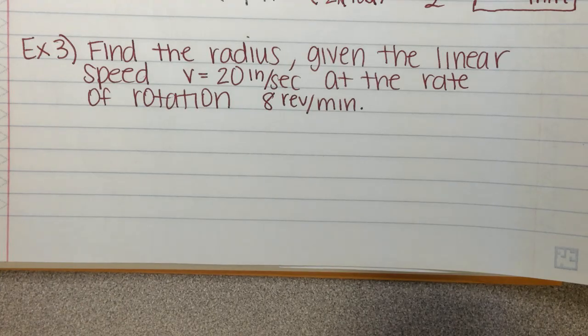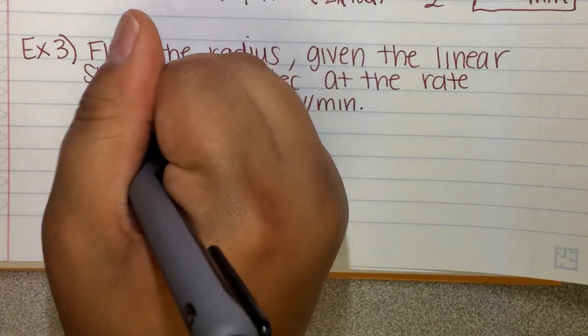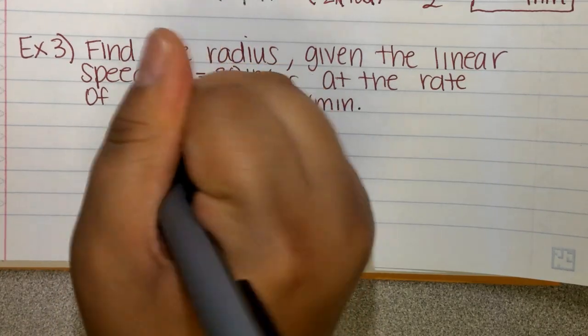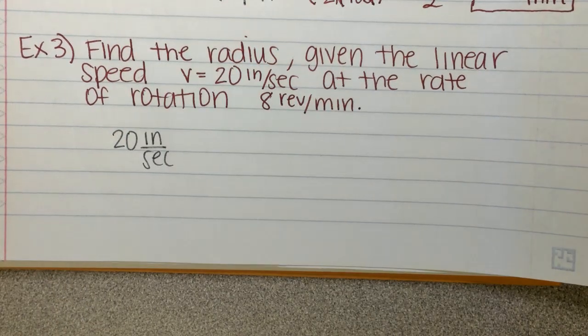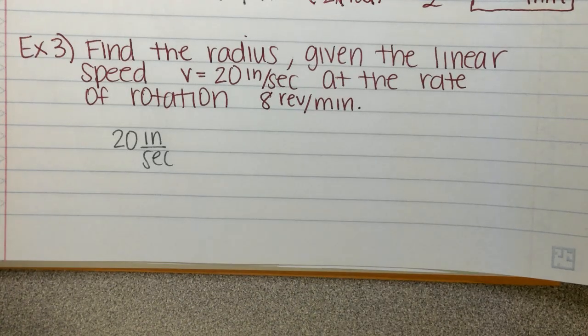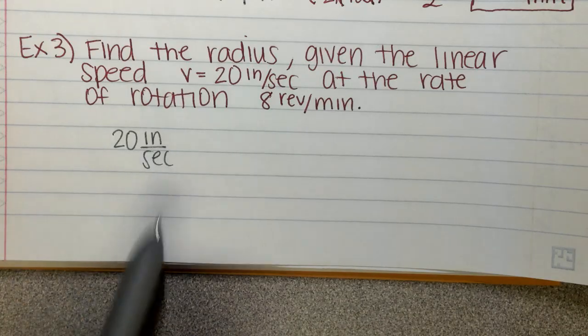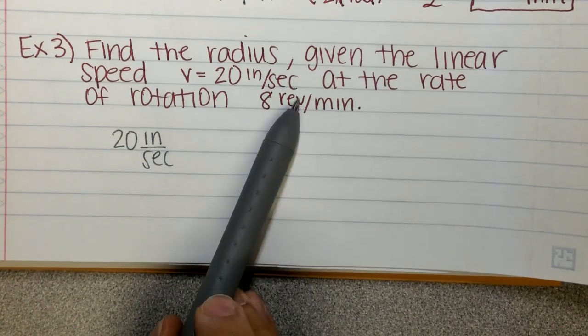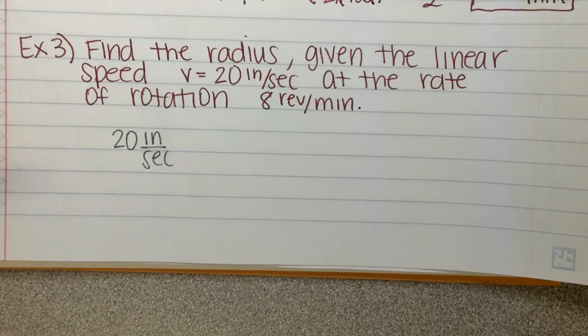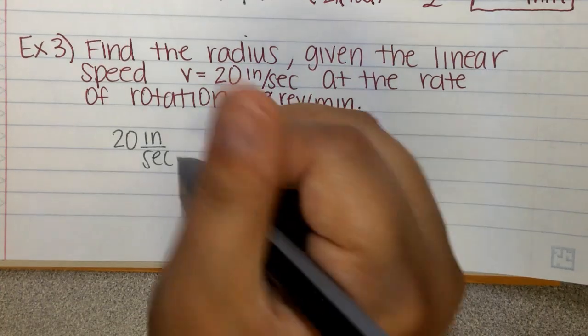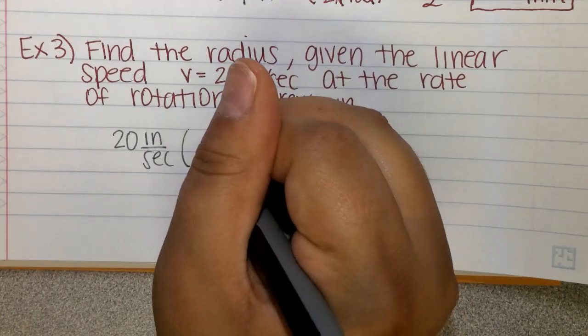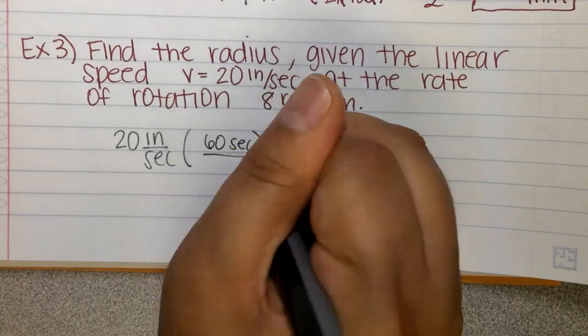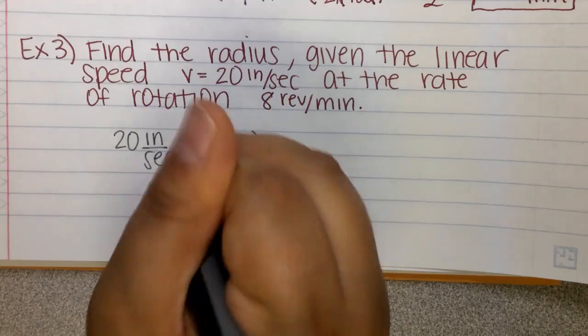Louder? 20 inches per second. What's our ending point here? 8 revs per minute, right? So, I need to turn inches per second to revs per minute. How do I do that? Let's go with the obvious. What's the obvious? Get rid of seconds: 60 seconds is 1 minute. Cool.